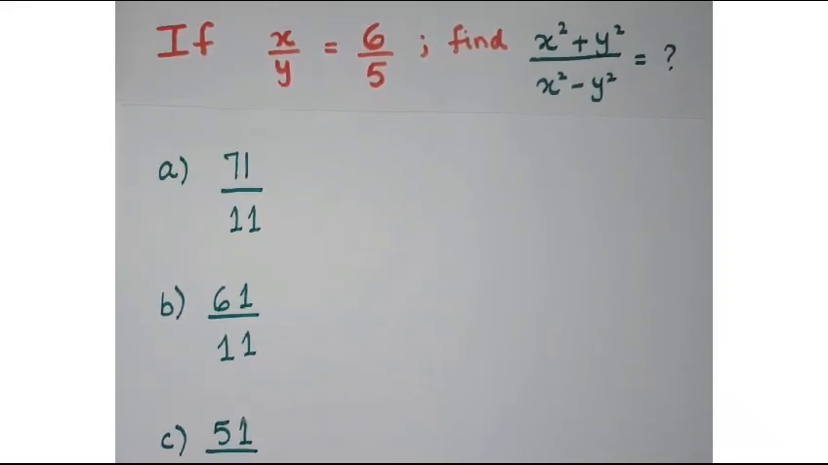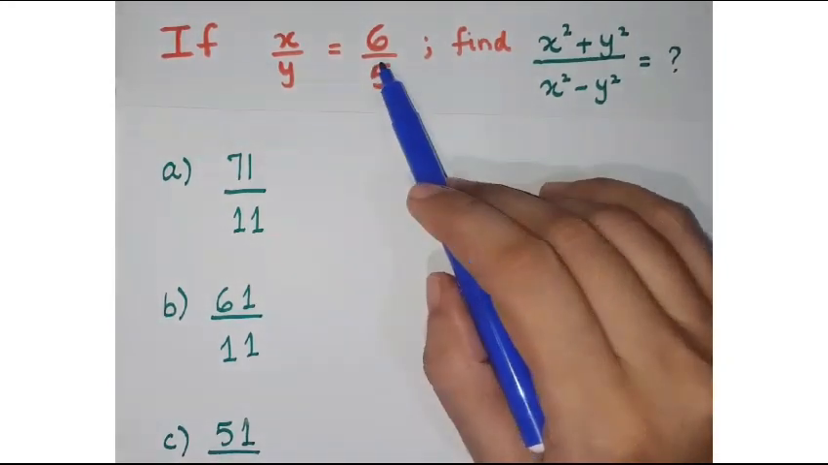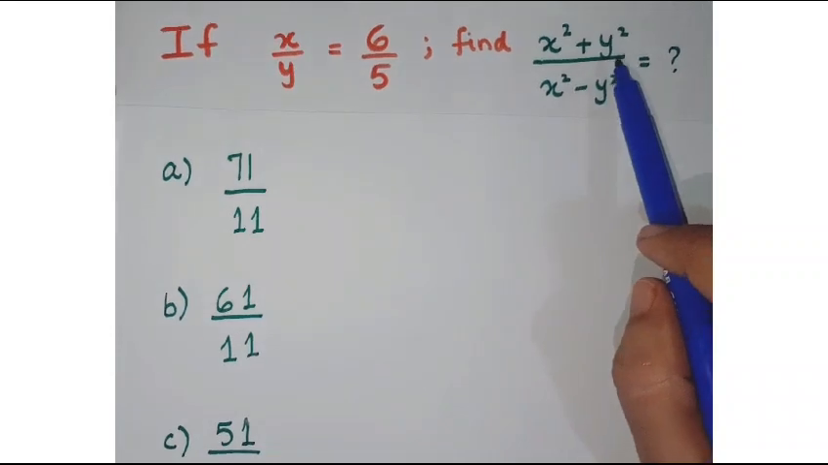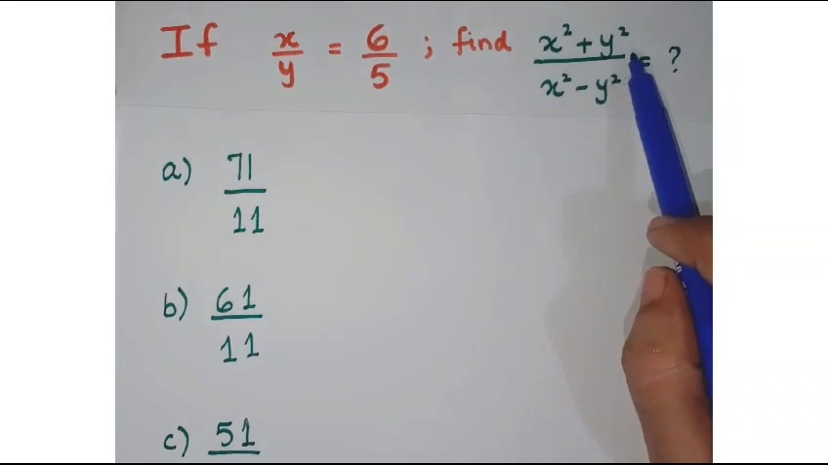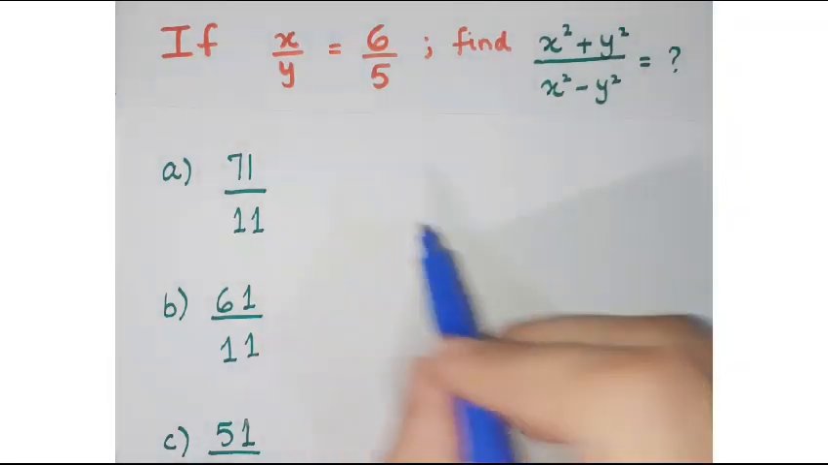Now look at this Maths Olympiad question. The question is, if x upon y is equal to 6 upon 5, find the value of x square plus y square upon x square minus y square. Let's see how we proceed in this question.